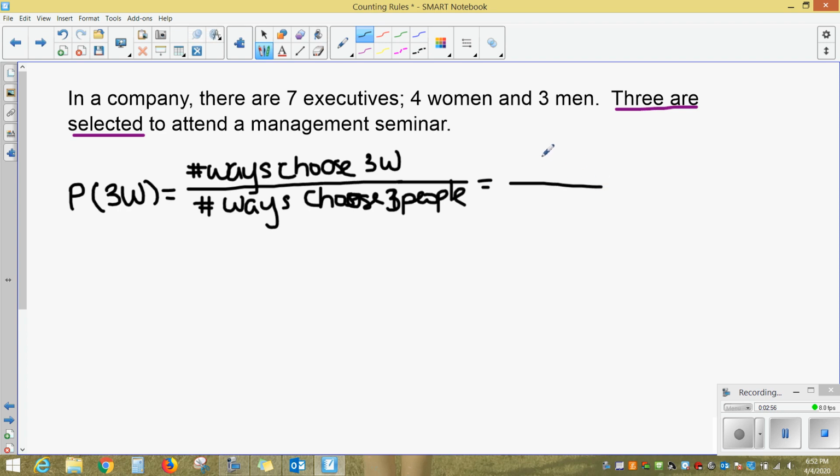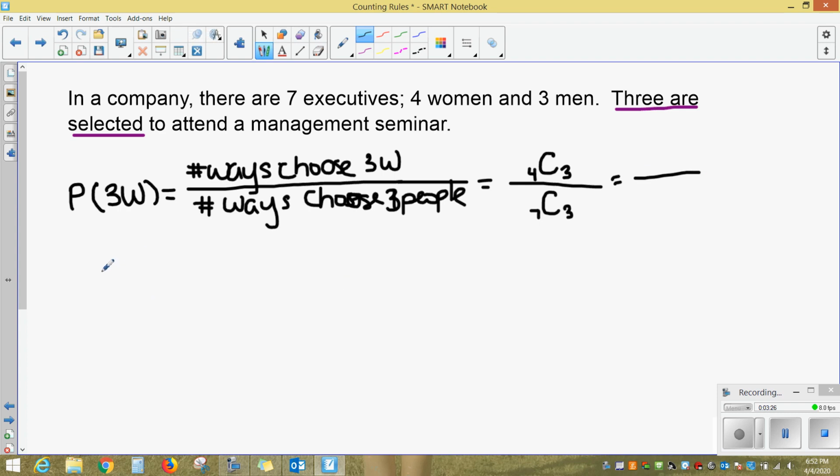So what I have on top, I'm just making a group of a certain size. Those guys are going to be combinations. So we're starting with 4 women. And from those 4 women, I'm only going to select 3 of them. On the bottom, we want the total number of ways I can choose 3 people, which means out of the 7 people that I'm starting with, I'm choosing 3 of them.